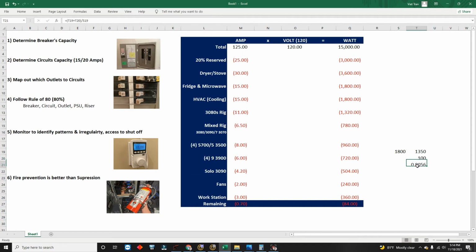But right now, everything I do is 80, 80, 80, from the breaker down to the circuit, to the outlet, to the actual PSU, all the way down to the risers. And after that, make sure you monitor and identify patterns of irregularities. CPU spikes, right? GPU can be steady, but CPU, especially on Raptoreum, spikes due to the Ghostrider algorithm. So make sure you leave some room for those spikes, and make sure you have access to shut off.